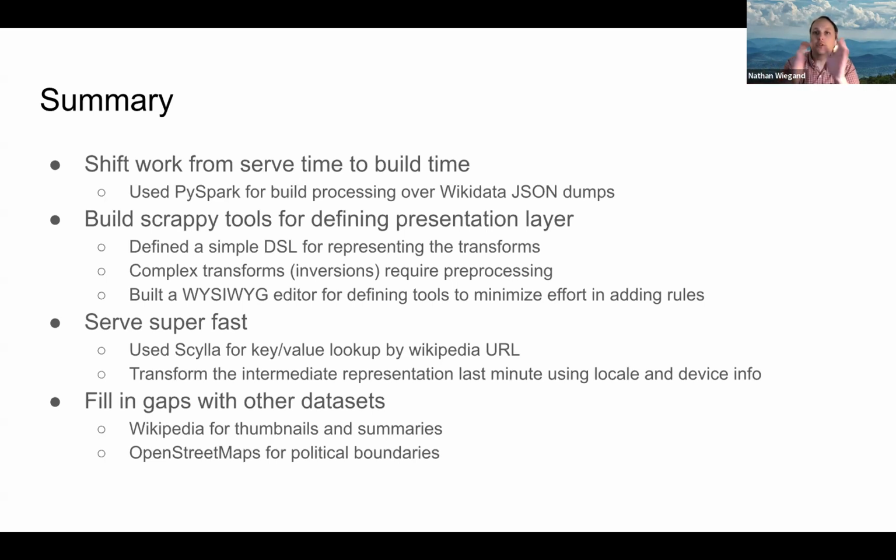And then we use the user locale information and anything else to do last minute transforms of the intermediate representation for the user. And then finally, we used other data sets to supplement gaps in Wikidata itself, for example the summaries, the images, or the political boundaries, as possible. And now all of these are part of our internal knowledge graph at Neva.